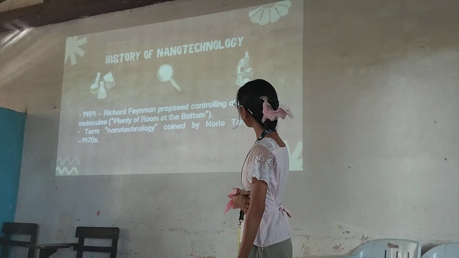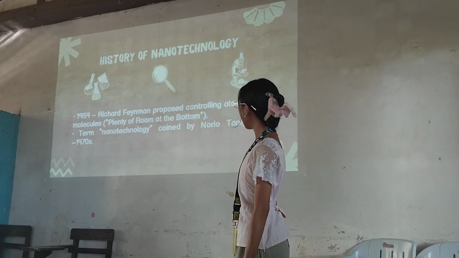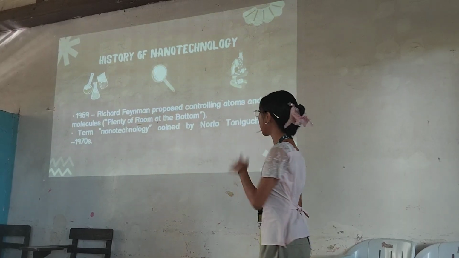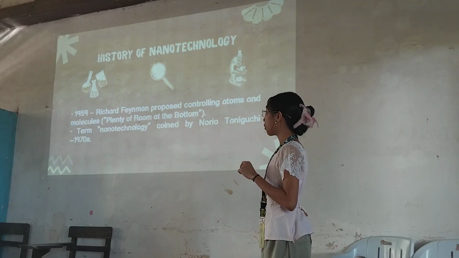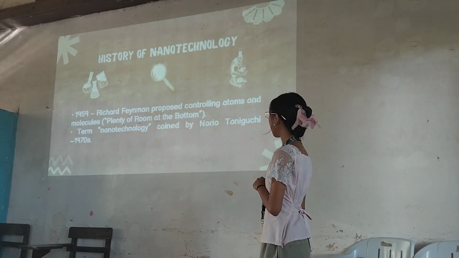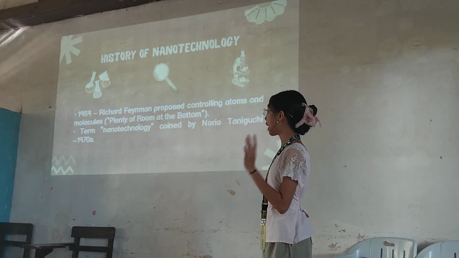So, we have the history of nanotechnology. In 1959, Richard Feynman proposed controlling atoms and molecules, in his talk named "Plenty of Room at the Bottom." The term nanotechnology was coined by Norio Taniguchi in the 1970s.